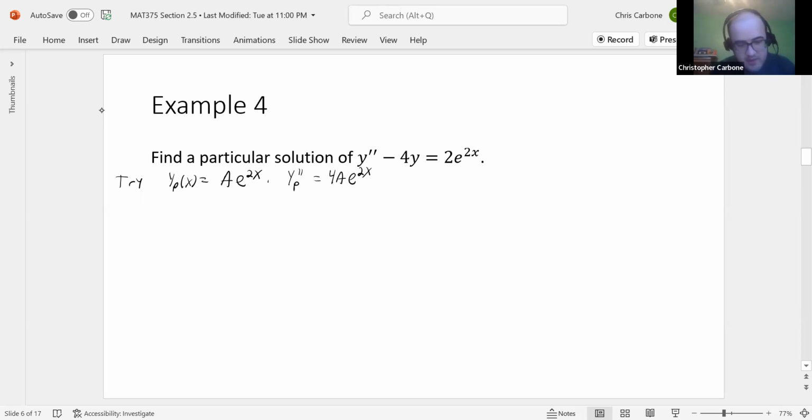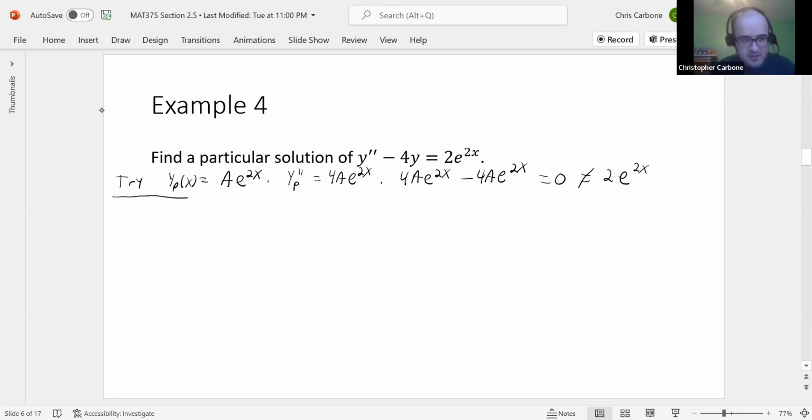So we could substitute and all that, to give us 4 times a times e to the 2x minus 4a e to the 2x. But we have a problem. These terms cancel out. And that, of course, cannot be the value of 2 times e to the 2x, because the exponential function never equals 0. So we can't use that as our solution, unfortunately.